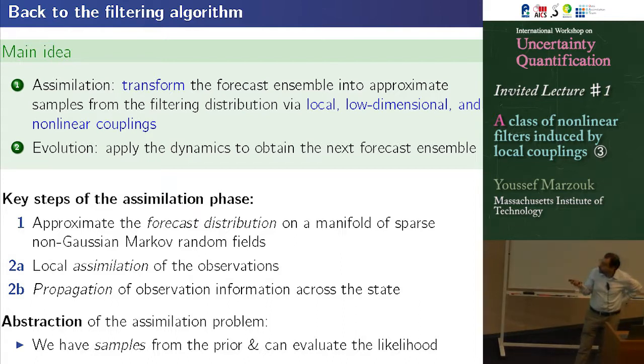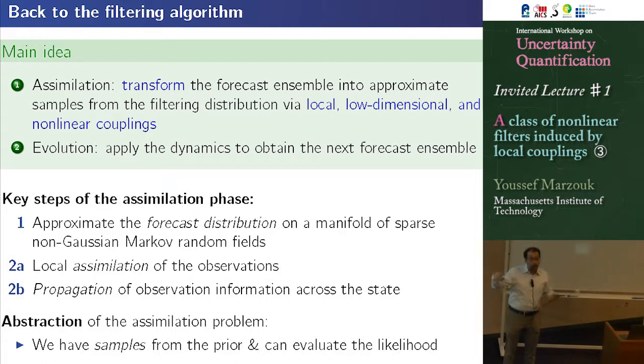To abstract this problem away, if you're a Bayesian inference person, the core of this problem is that you essentially have samples from the prior. You don't know the prior density, you just have samples from the prior. And then you have a likelihood that you can evaluate in closed form. And given those two things, you'd like to generate samples from the posterior. Okay? That's the essence of the problem, boiled down.